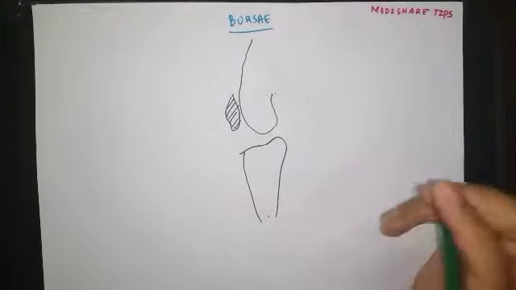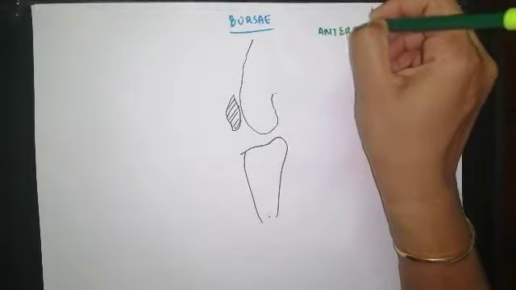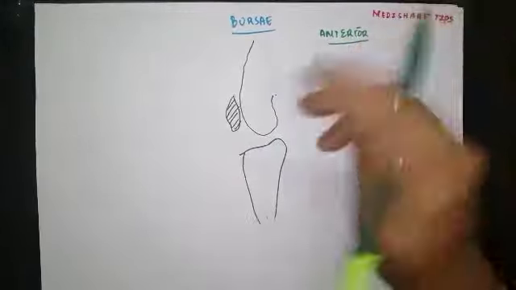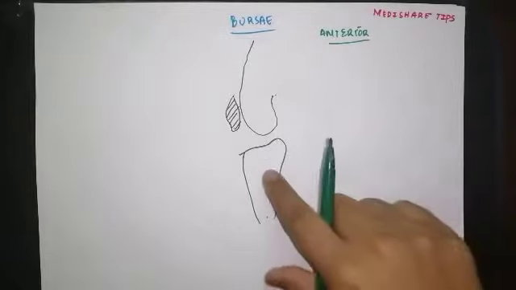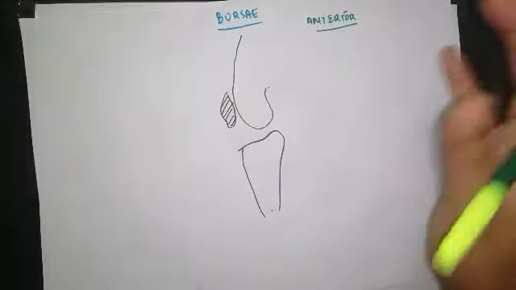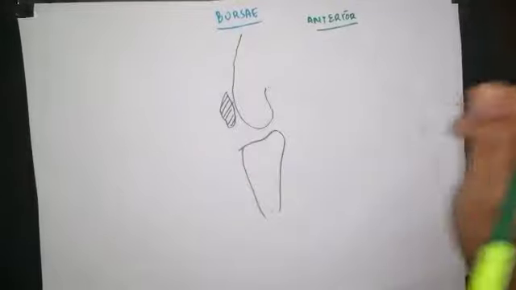So first we are discussing the anterior group of bursae, the bursae which are related anteriorly to the knee joint. I have drawn a diagram here. You can see the lower end of the femur here. This is the upper end of the tibia, that is the tibial condyle, and the patella. These are the bones taking part in articulation to form the knee joint here. So we'll discuss the anterior group of bursae.